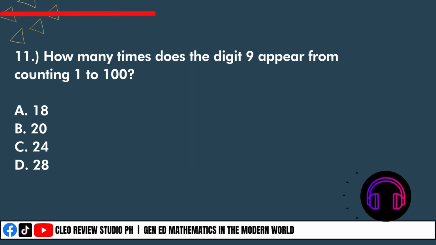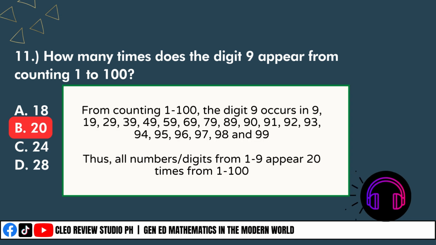How many times does the digit 9 appear from 1 to 100? A18, B20, C24, D28. The correct answer is option B, 20.